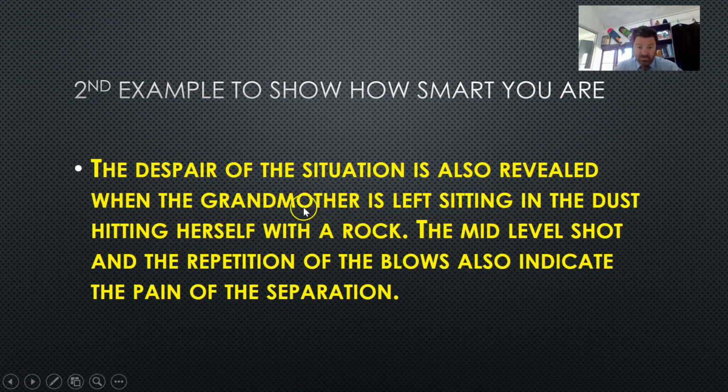Now, with this evidence, we need to explain it. Okay, so we have the mid-level shot, which is the technique used, and the repetition of the blows. So once again, repetition and the mid-level shot. So we've actually got two techniques there. Also indicate the pain of the separation. So that is why the composer used the mid-level shot and the repetition to indicate the pain of the separation. So that's the analysis of the use of the techniques.